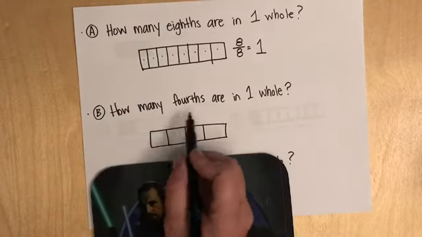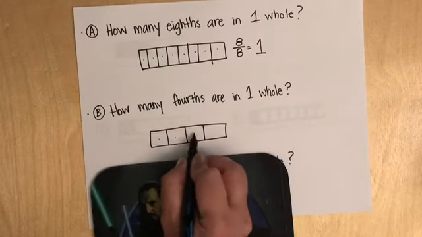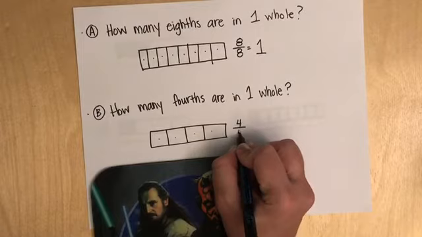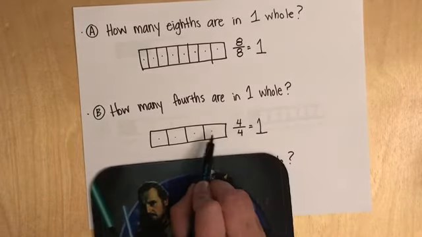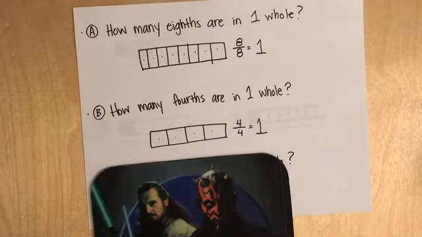Okay, so how many fourths are in one whole? So you should have divided it into fourths, so 4 equal pieces. So there's 1, 2, 3, 4 fourths in one whole. So there's 4 equal pieces and 4 of them this time are unshaded.